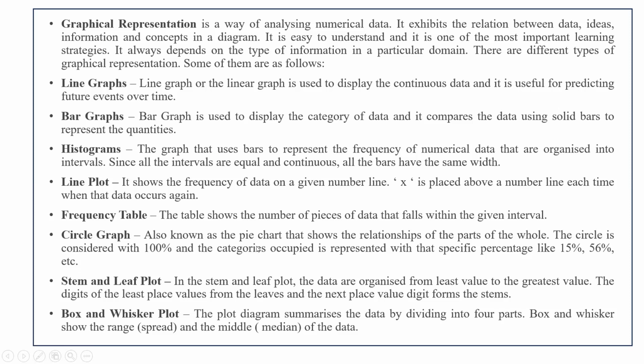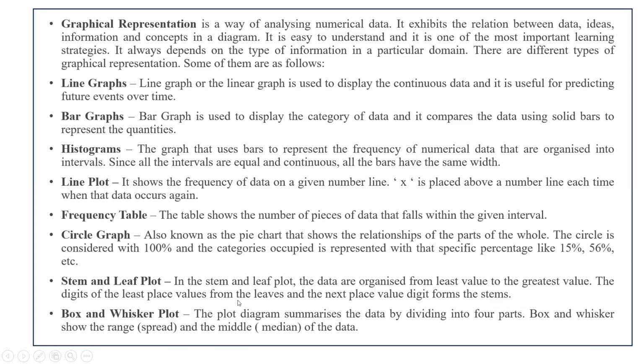The circle graph, also known as a pie chart, shows the relationship of the different parts to a whole. It is the whole picture, and the different parts are like pizza pieces when you cut a pizza: different pieces, but the whole pizza is only one. The circle is considered 100%, and accordingly you can have different pieces which indicate the different percentages.